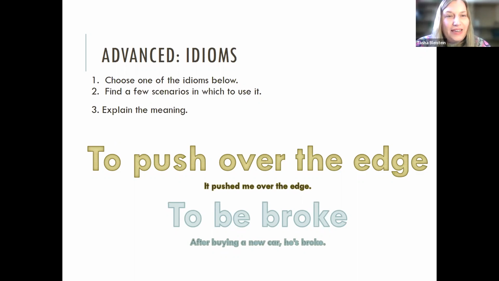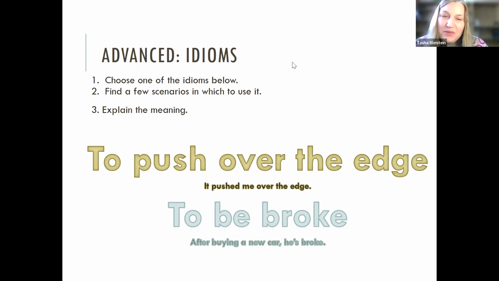Yeah, so think about one of these idioms that I have below, and think, when do you use this idiom? And then how would you explain the meaning? So let's look at the first one, and you can use the chat for this one. To push over the edge. When do you use that? And what does it mean? So in the chat, tell me. Oh, don't spend more than you have.